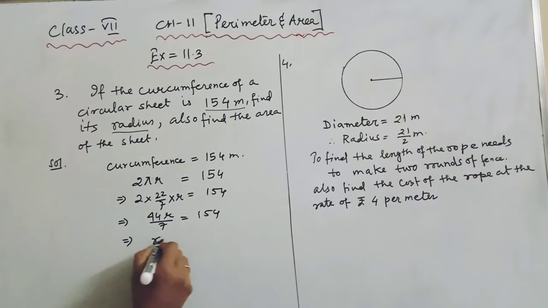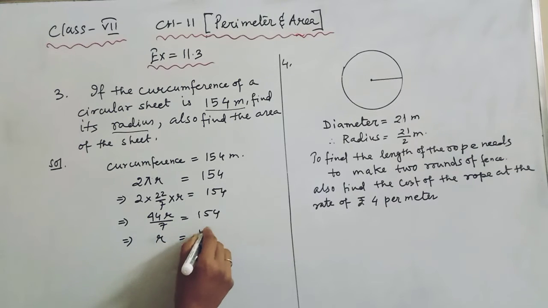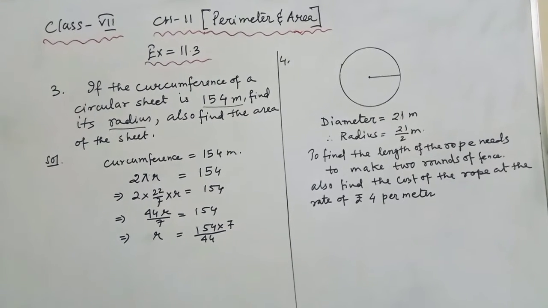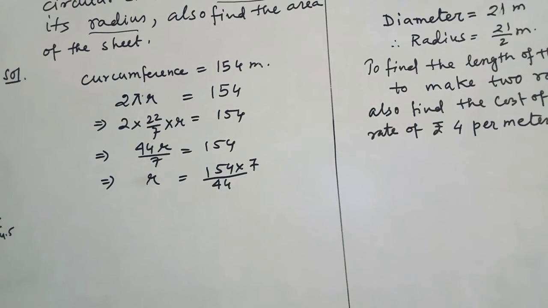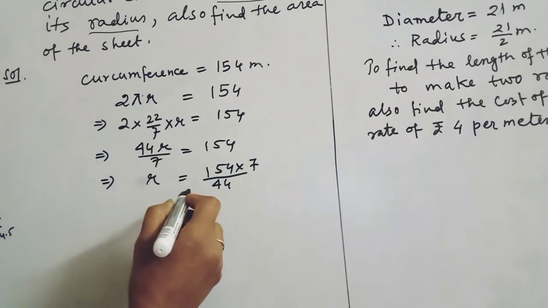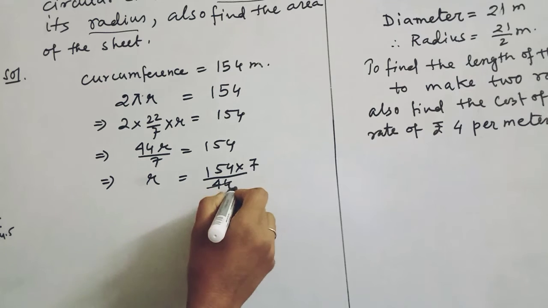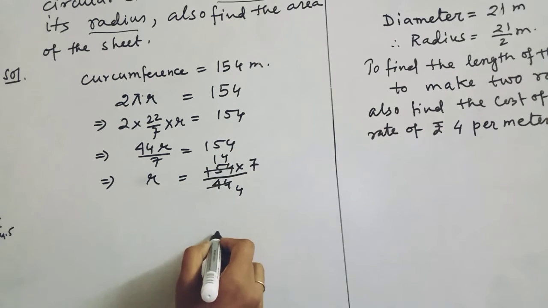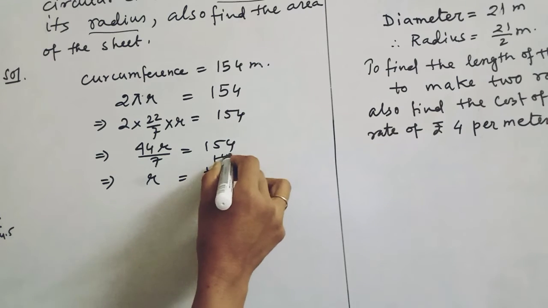Now r is equal to 154 divided by 44 into 7. Now to find the radius, you can cancel it. 4 elevens are 44, 11 ones are 11, 14 elevens are 154, 2 sevens are 14.